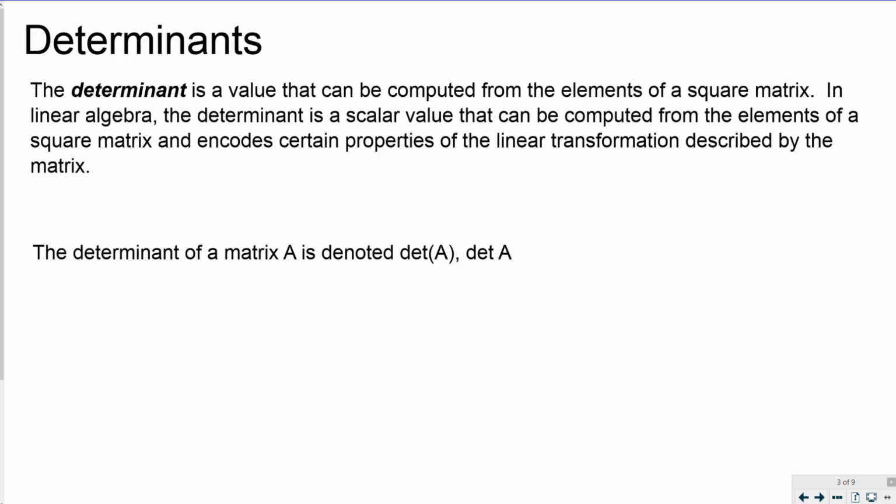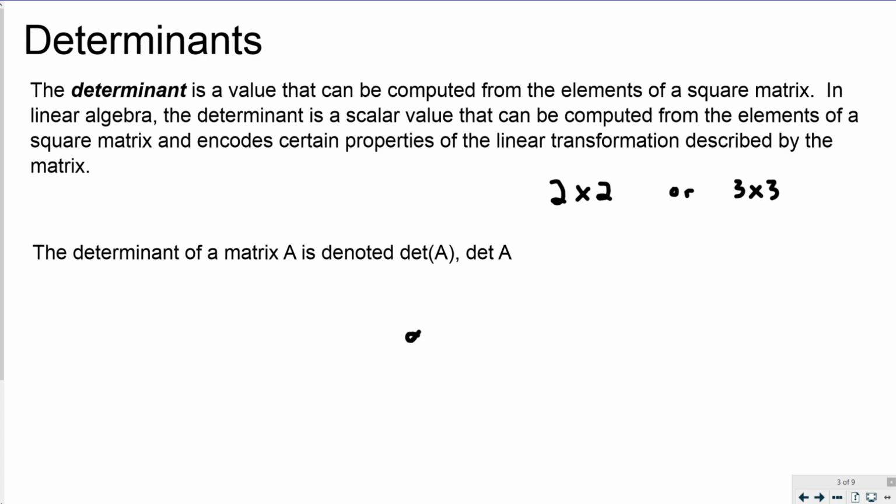So the determinant of a matrix is a value that can be computed from the elements of a square matrix. The two square matrices that we're going to be doing right now are a 2x2 or a 3x3. They have to have the exact same number of rows as columns. In linear algebra, the determinant is a scalar value that can be computed from the elements of a square matrix and encodes certain properties of the linear transformation described by that matrix. The determinant of a matrix, such as matrix A, would be denoted by det(A) or det A without the parentheses.